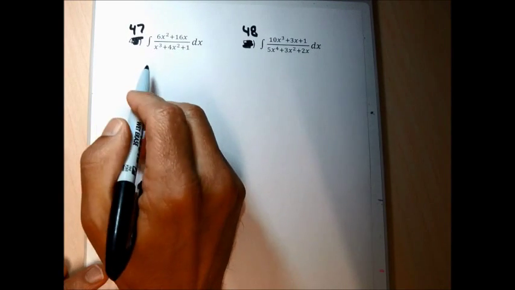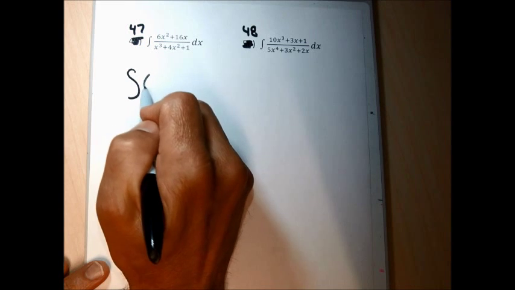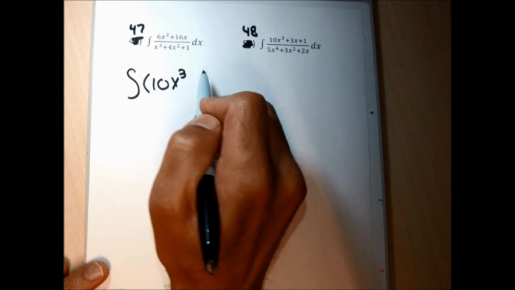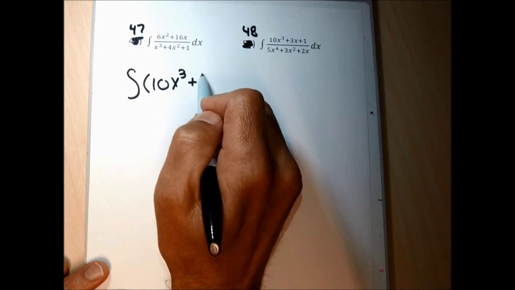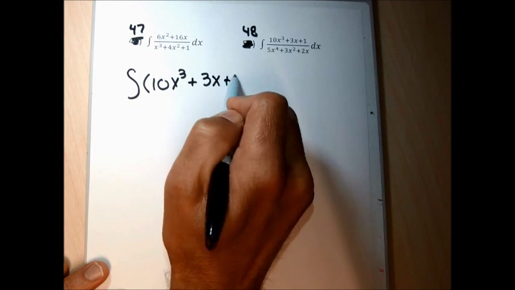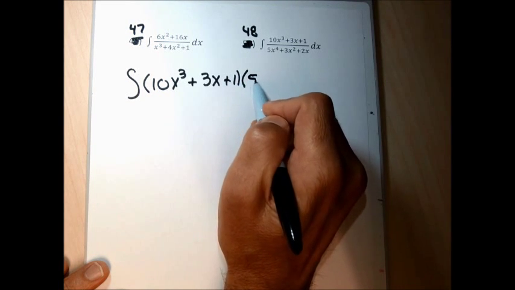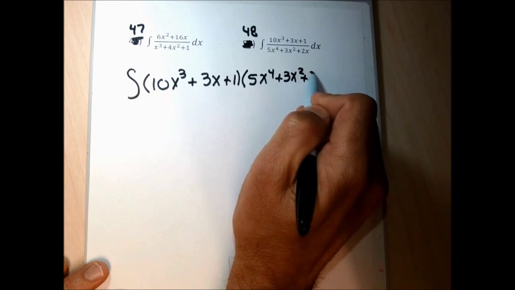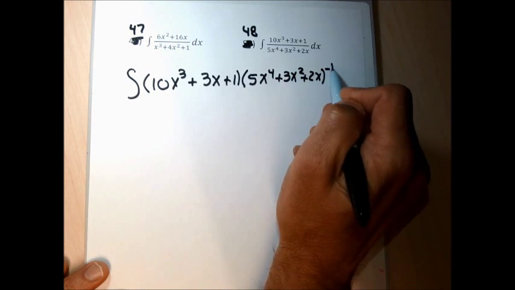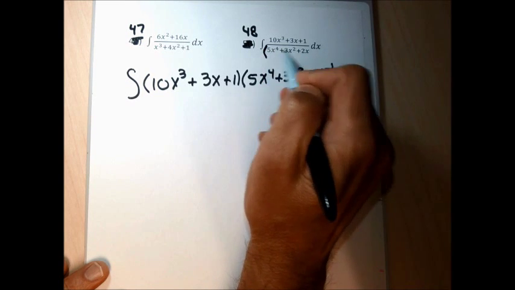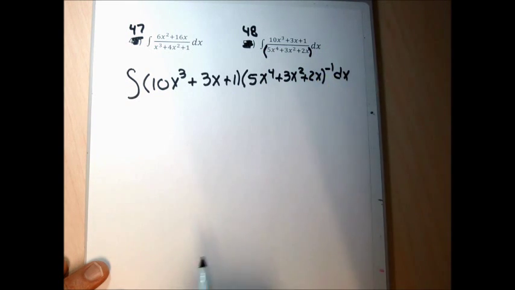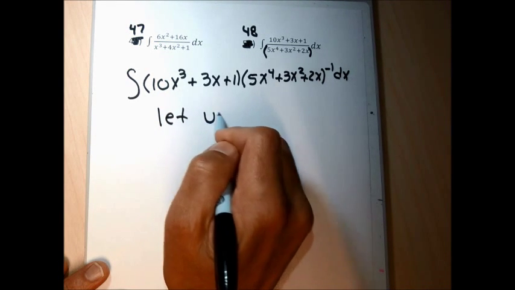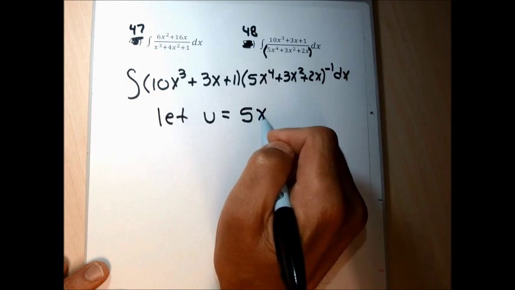I'm going to rewrite problem 48 as the integral of 10x cubed plus 3x plus 1 times 5x to the 4th plus 3x squared plus 2x to the negative 1 power dx. So I put the denominator in a parentheses, gave it an exponent of negative 1, moved it up to the numerator. Now I'm going to let u be the inside of the parentheses with the exponent.